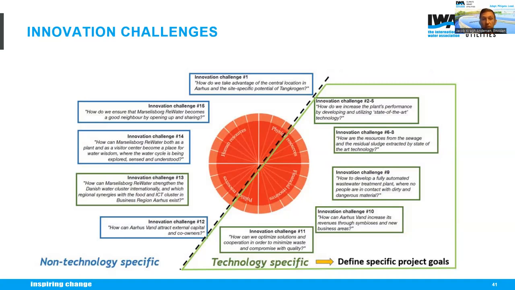And we worked a lot with these innovation challenges and actually tried to take them from challenges into specific project goals that we could set up and then all the time try to evaluate whether we actually could reach these goals and thereby live up to these innovation challenges.